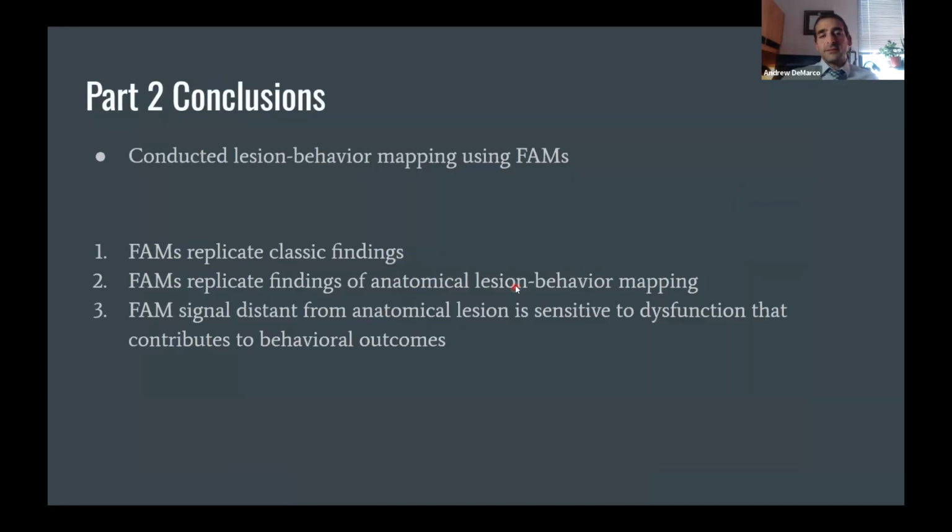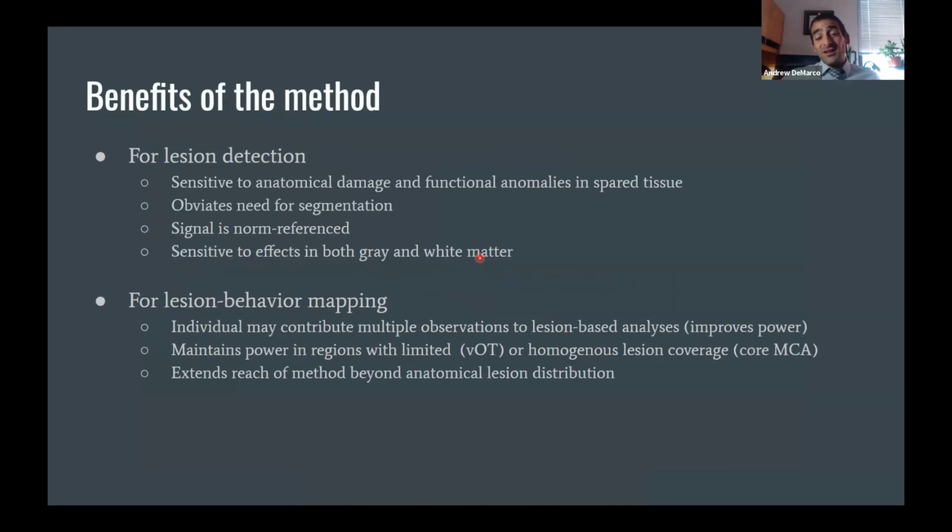And we can basically skip to the end here. Here we did functional lesion symptom mapping using those functional anomaly maps. We replicated classic findings, and we think that we were able to, in these analyses, extend the sensitivity beyond the regular lesion boundaries. And there may be a lot of questions about this, so we can just name the big bullet points here.